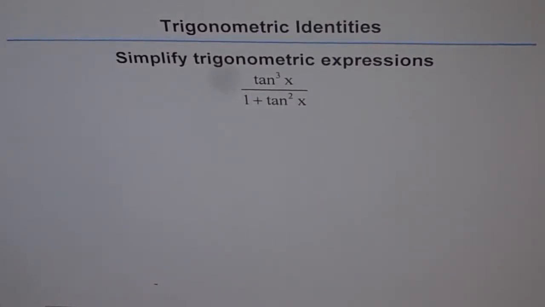Trigonometric identities. Simplify trigonometric expressions. So this is another expression which we'll try to simplify here. Tan cube x divided by 1 plus tan square x. Well, I'll show you two different ways of doing it. One using Pythagorean identities and the other converting tan into sine and cos. Okay, so let's do first by converting tan into sine and cos.